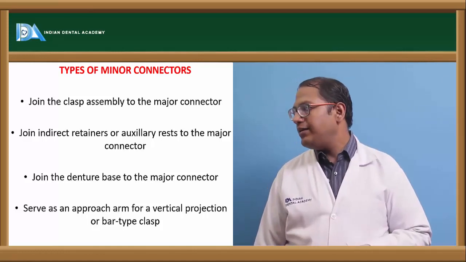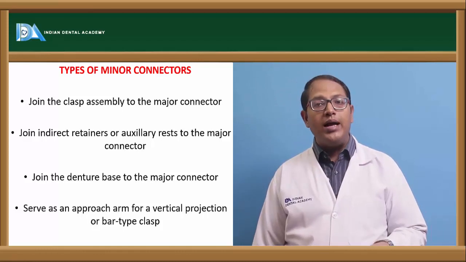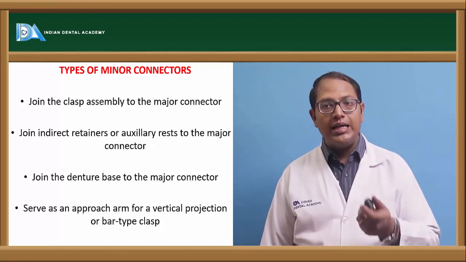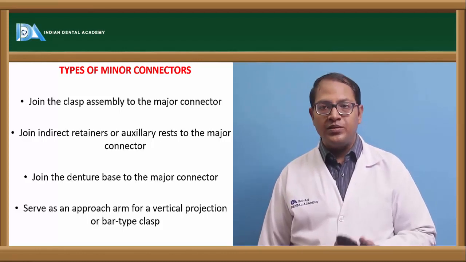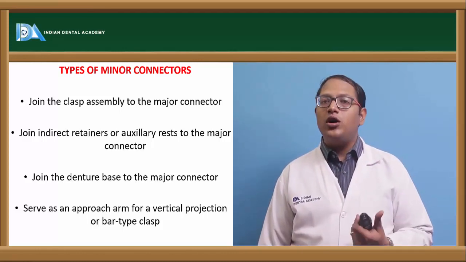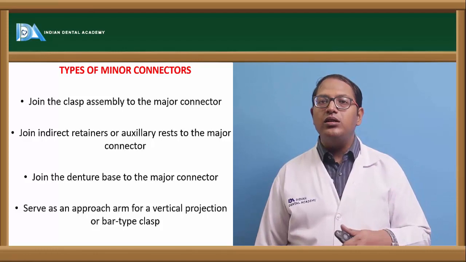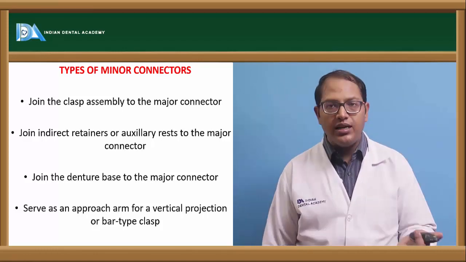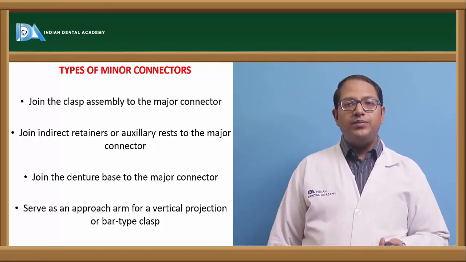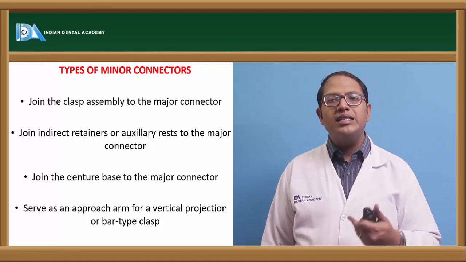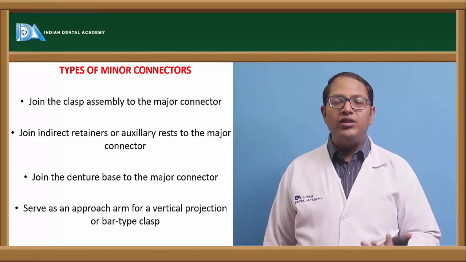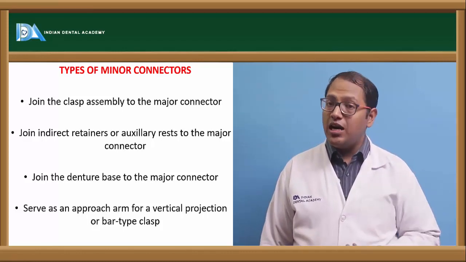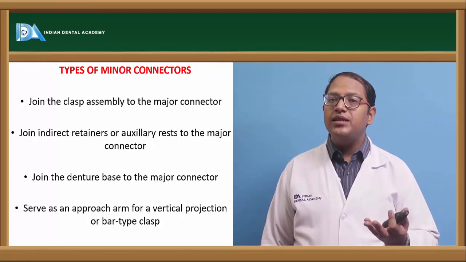Now what are the different kinds of minor connector it can be? One minor connector joins the clasp assembly, that is the direct retainer, to the major connector. Second, one that joins the indirect retainer or the auxiliary rest, in other words, to the major connector. One which joins the denture base to the major connector. And finally, one which itself acts as an approach arm in the case of the RPI system. We'll come to that.